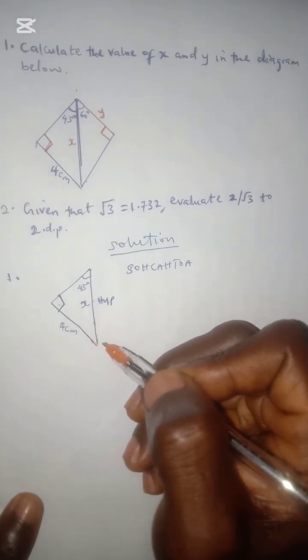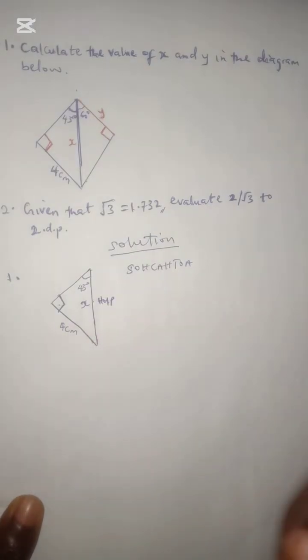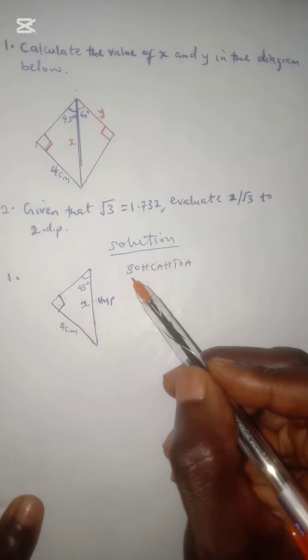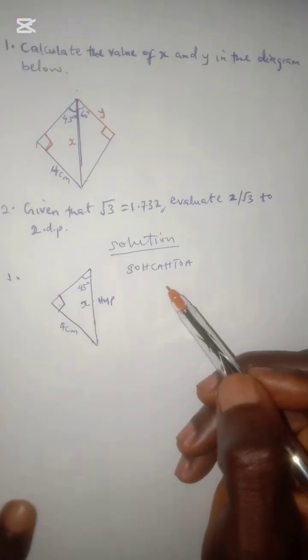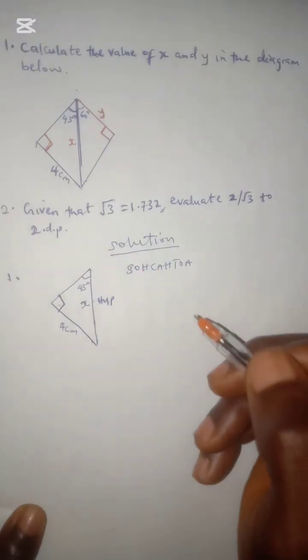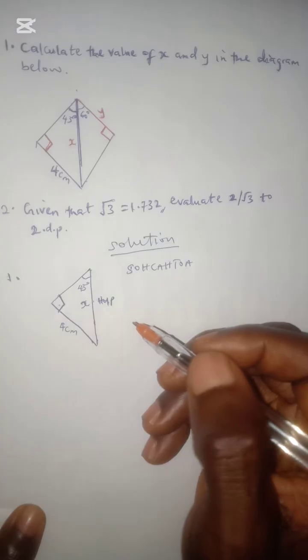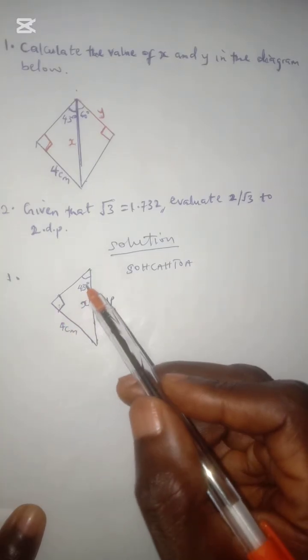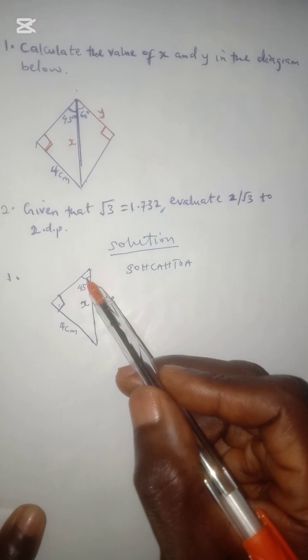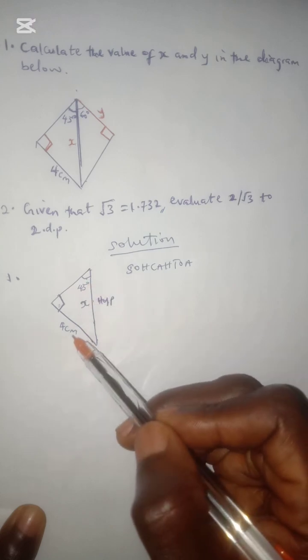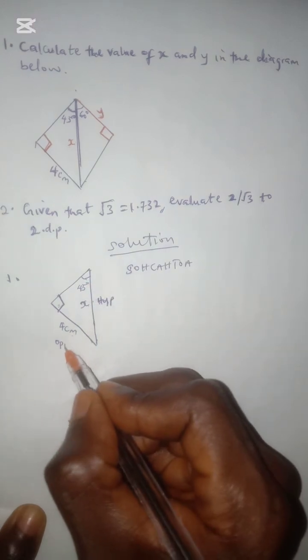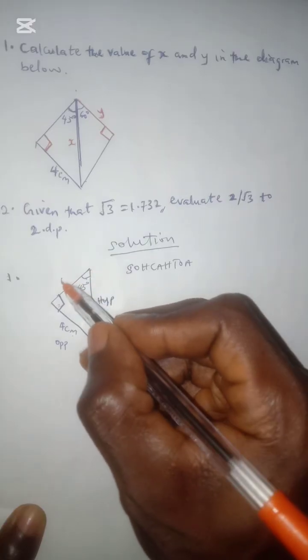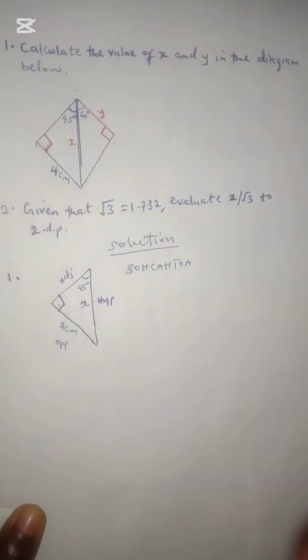We are now going to check which relationship we can use, by using SOHCAHTOA. How can we do that? If you check it very well, this is our hypotenuse because it is the longest side. The angle is facing here, so this is our opposite. And here will now be the adjacent. Now we can resolve.